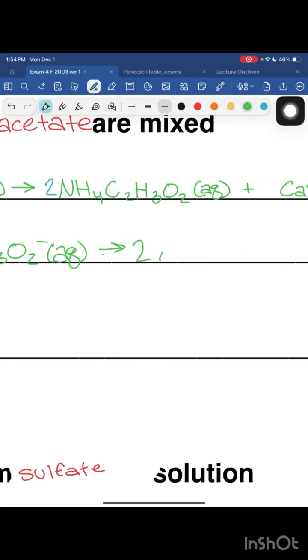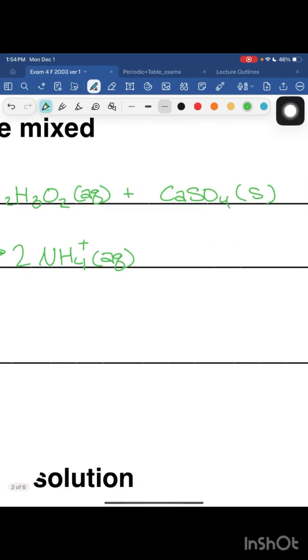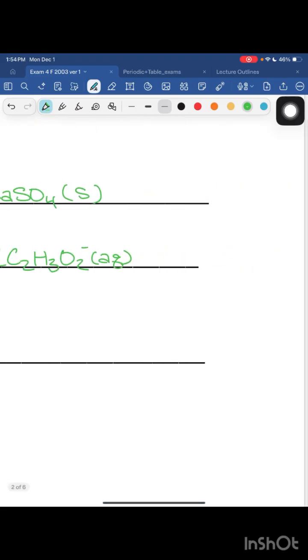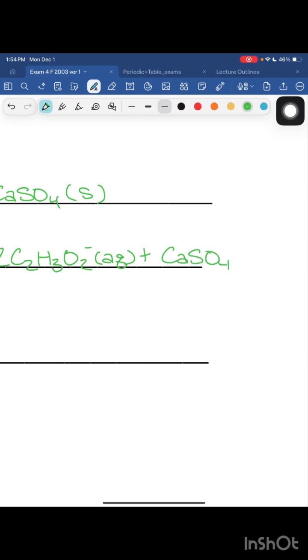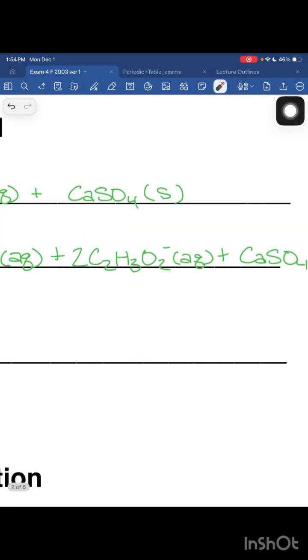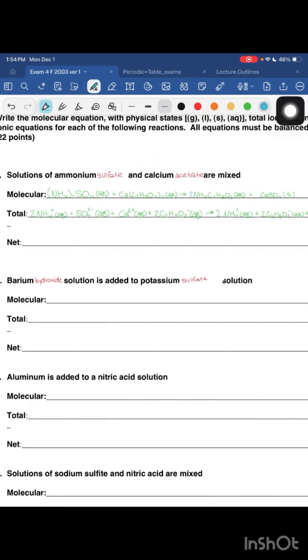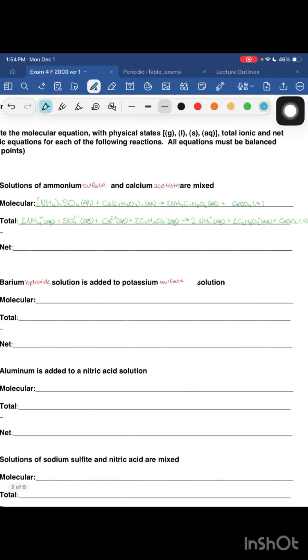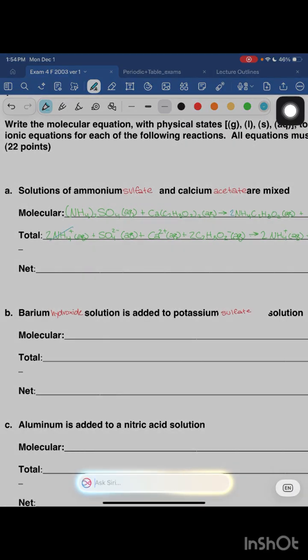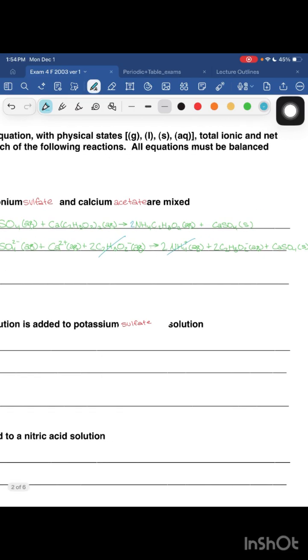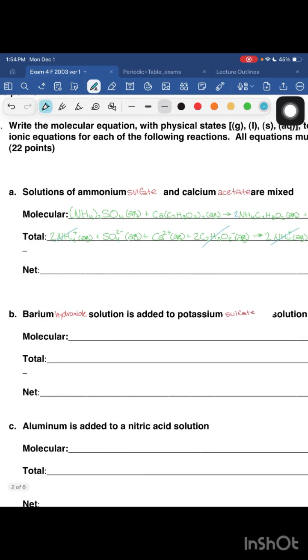This becomes 2 NH4 plus, aqueous, plus 2 C2H3O2 minus, aqueous, plus calcium sulfate. Because this is solid, it's not going to split into the two, it's just going to stay as it is. So now we're going to look at both sides and figure out what's the same on both sides. We've got 2 ammoniums on each side. I've got 2 acetates on each side. Everything else will carry down.